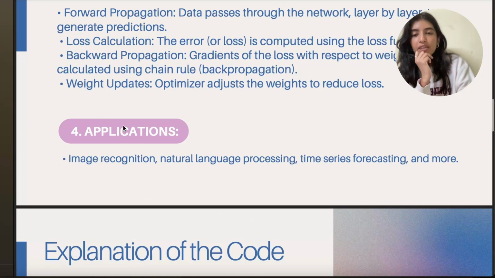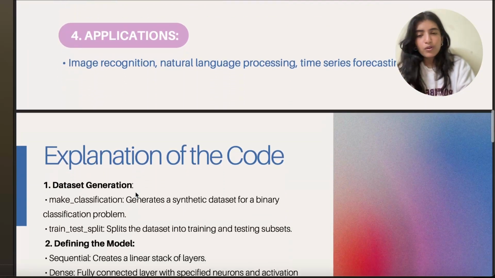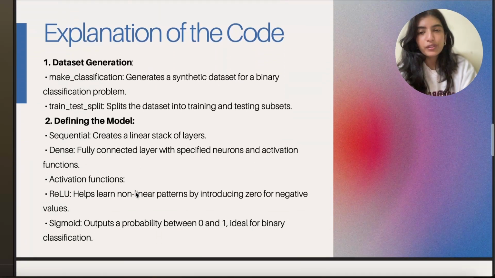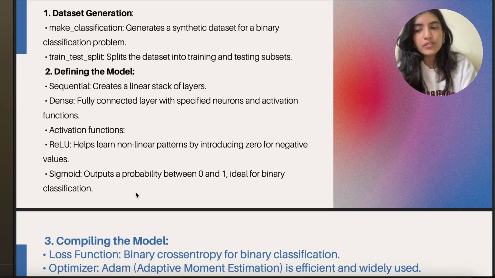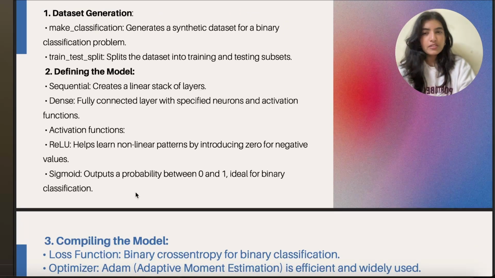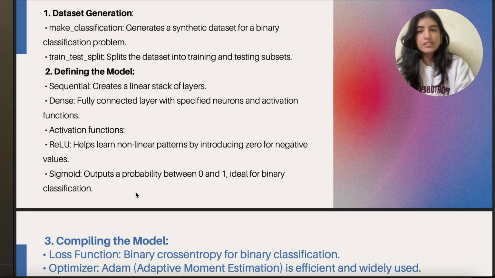Then we have the applications. Image recognition, natural language processing, and time series forecasting are the applications. Up next we have the explanation of the code for neural networks. The first process is data pre-processing. In this, we normalize data. We scale pixel values to the range 0 to 1 for faster convergence.